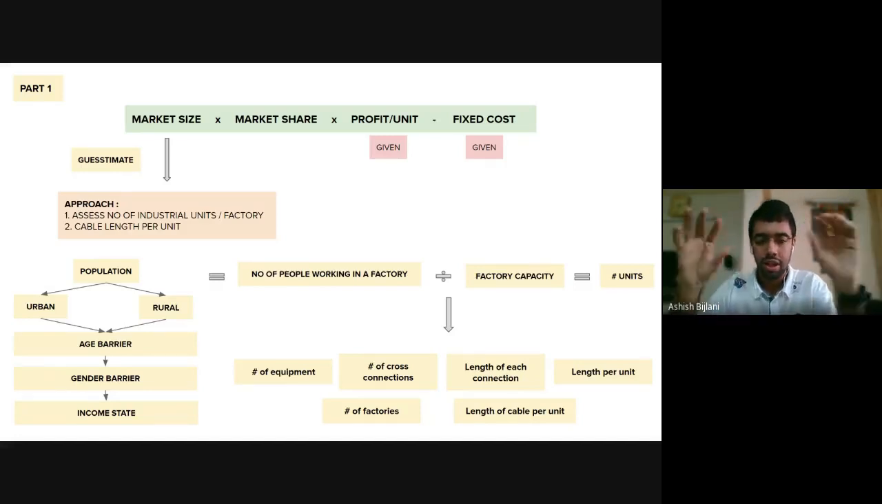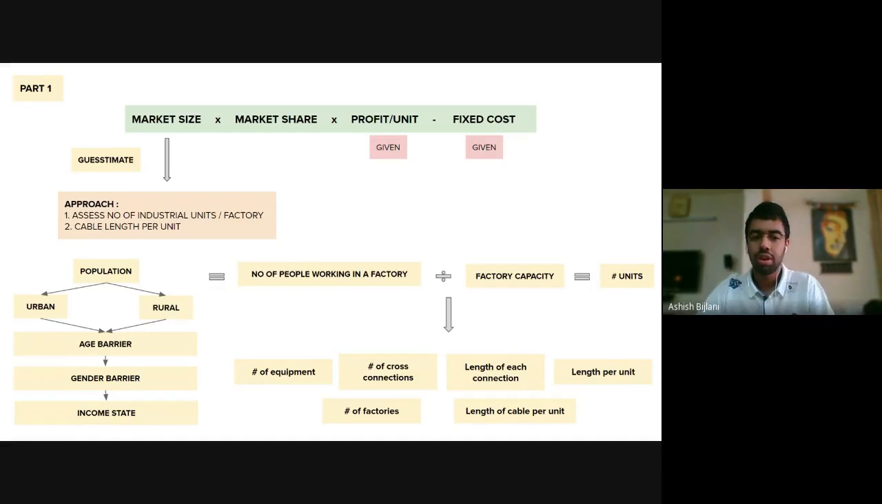I'll repeat. You have your population, you get urban rural split, age barrier, this you get to some number. Now you segment them by income. Within every income segment, try and find out what fraction of them are likely to be working in factories. You'll get that number and you result in the total number of people working in factories. I hope I'm clear in this reiteration here.